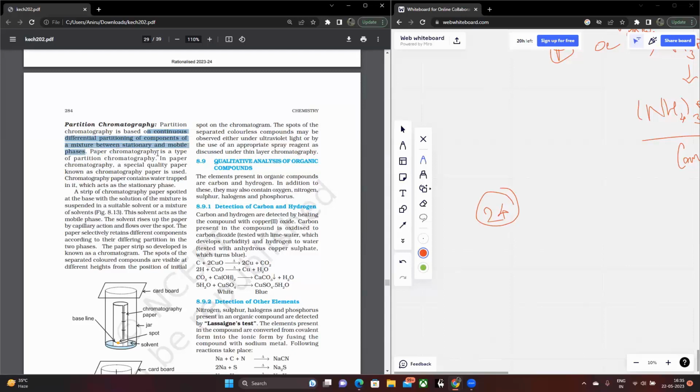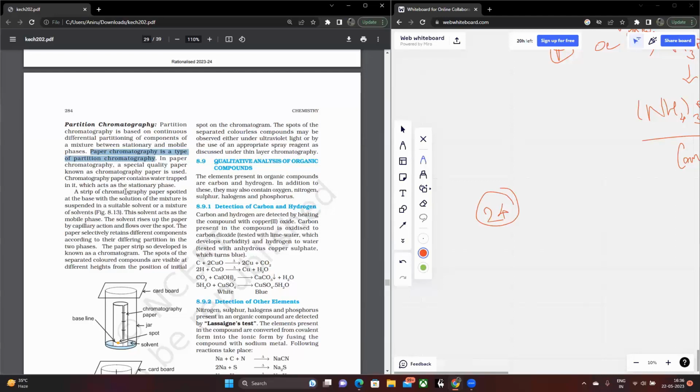What does this mean? First of all, note that paper chromatography is a type of partition chromatography where you use a special quality paper known as chromatography paper. This is basically made of cellulose. It contains water trapped in it, which acts as a stationary phase. This water is both situated in the empty spaces between two cellulose fibers and is chemically bonded to the cellulose fibers themselves. Both these types of water make up the stationary phase.